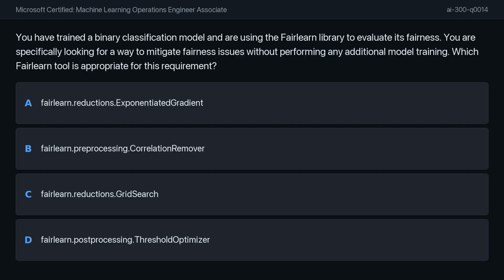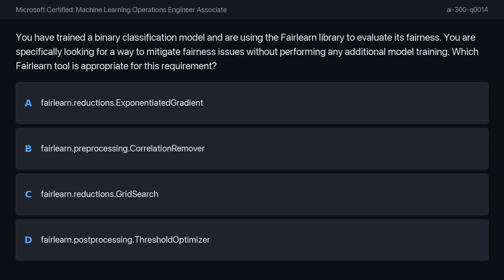Option B, Fairlearn.preprocessing.correlation remover is a pre-processing technique, so while there are several choices of post-processing, it is not realistic. Option C, Fairlearn.reductions.grid-search is an iterative algorithm for training a conditional biased classifier, but also involves training several base classifiers.